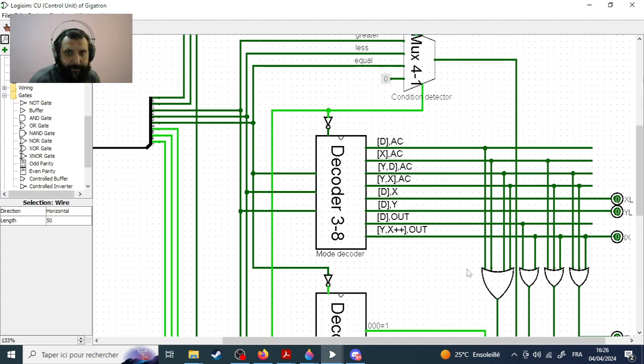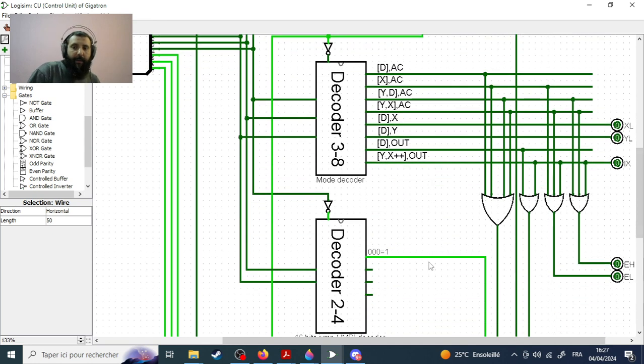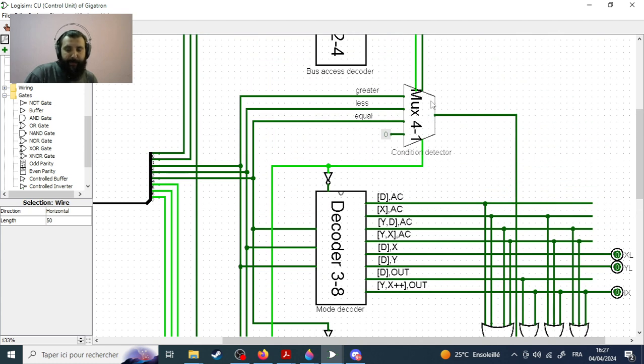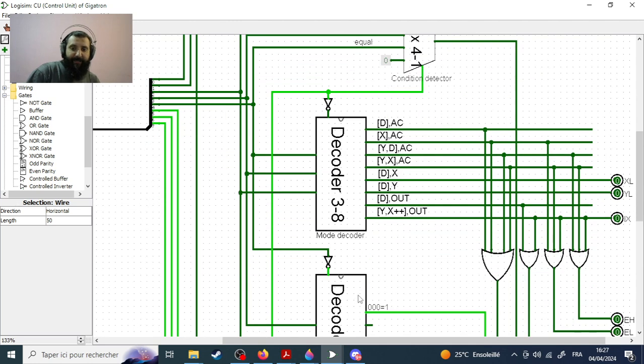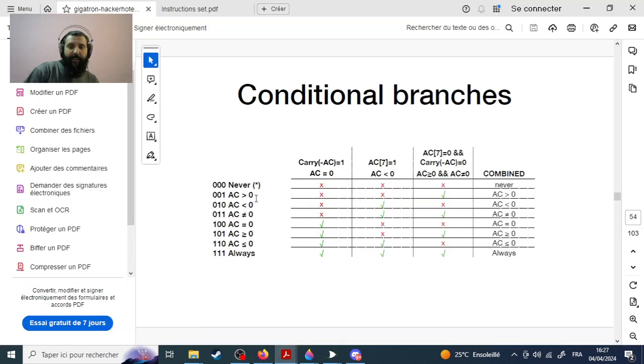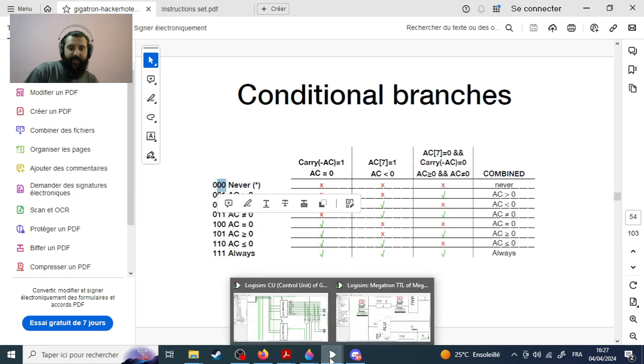You have questions? No. Okay. Now we get the big picture. This multiplexer is used to detect seven conditions for a near branch or jump, inside the same page. And this one is used to detect a far jump, the far condition called never in this situation.